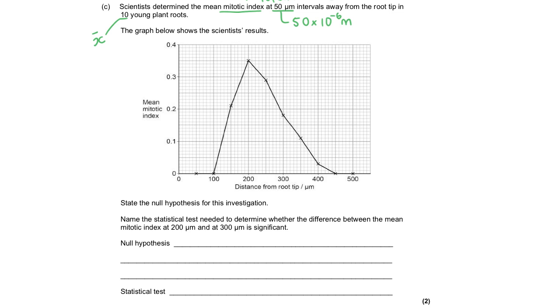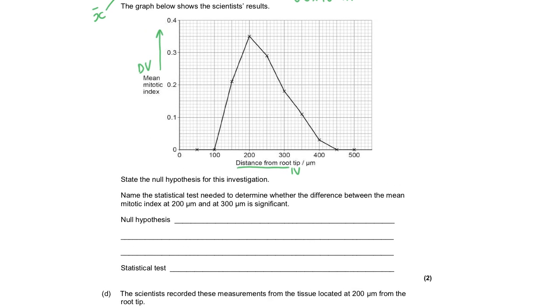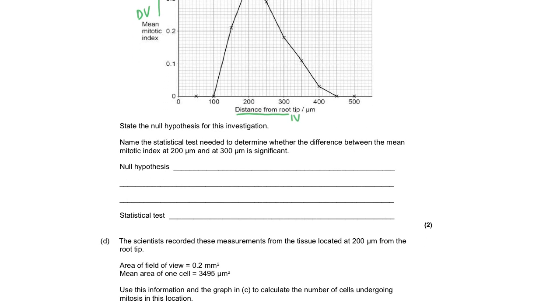On the X, we've got our independent variable, the distance from the root tip, and on the Y, we've got mean mitotic index. So that is our dependent variable, things that we're measuring. The null hypothesis for this investigation. So remember, the null hypothesis, we're talking about the significance of difference. And so lots of you were fantastic at this. I think psychology really helped here.